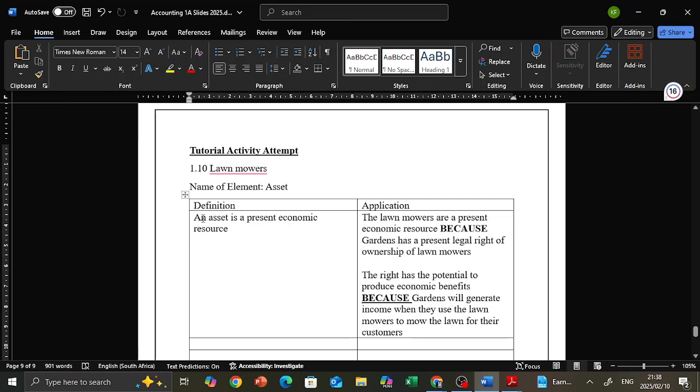Definition: an asset is a present economic resource. How do I apply? The lawnmowers are a present economic resource. Can you see what I've written here? I've repeated present economic resource within my application.